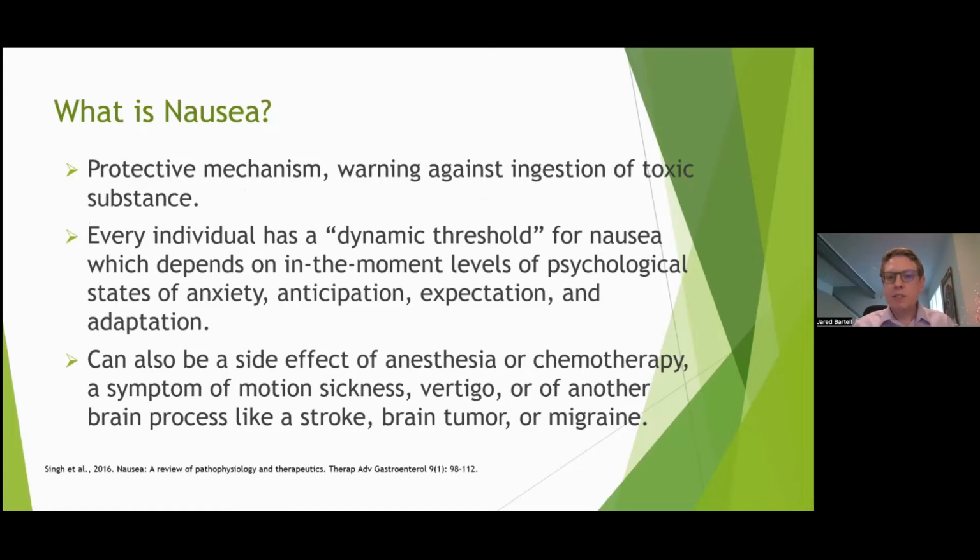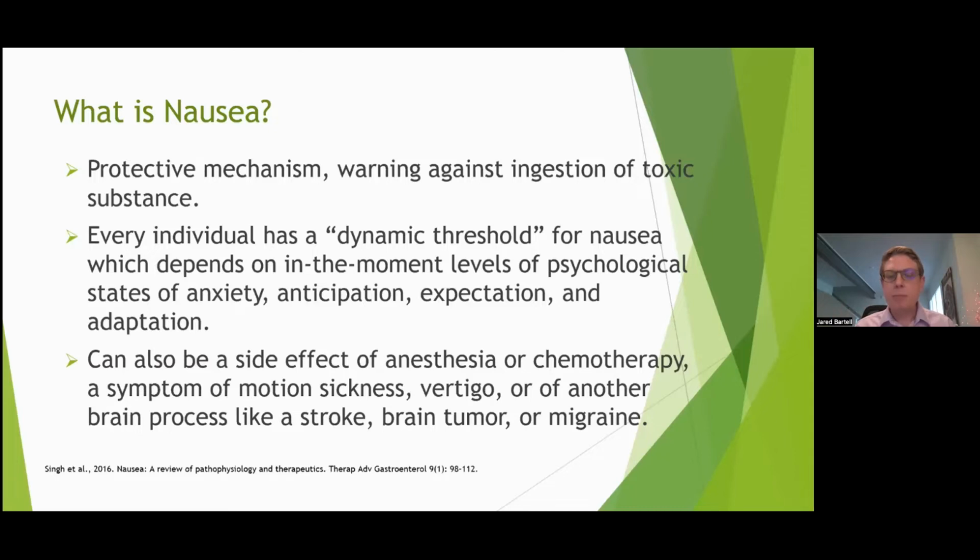Every individual has their own dynamic threshold for experiencing nausea. It depends on what the circumstances are in the moment. It likely explains the variability between people and within the same individual when you're encountering something that's nauseating, provoking nausea in general. And whether you're having a migraine that day or something else that's associated with migraine that day or not, where you are in the cycle of that can make a difference.